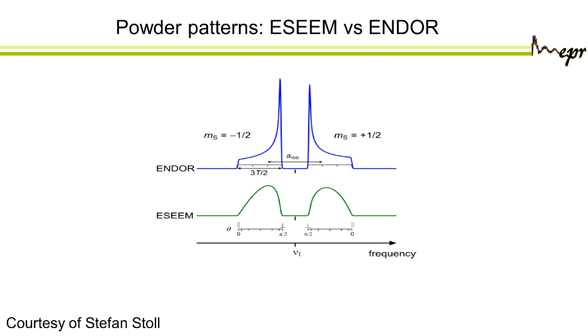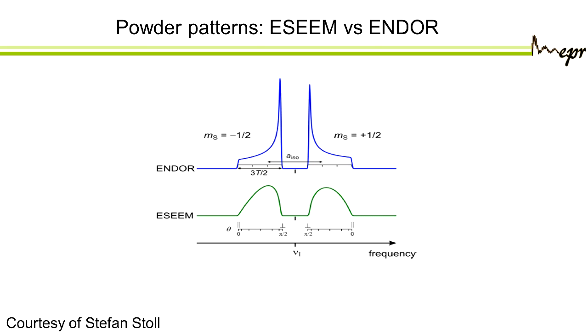Now, we have to look at something here. The ESEEM effect depends on the B term. The angular dependence of the B term is given by sine 2 theta, so the maximum effect will be at 45 degrees.